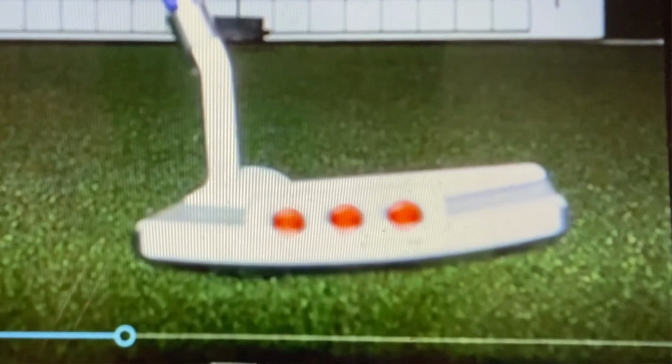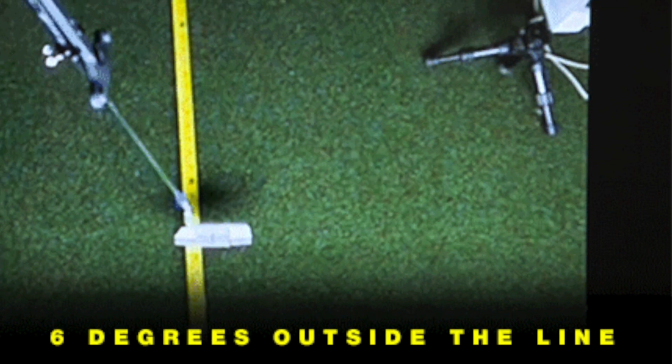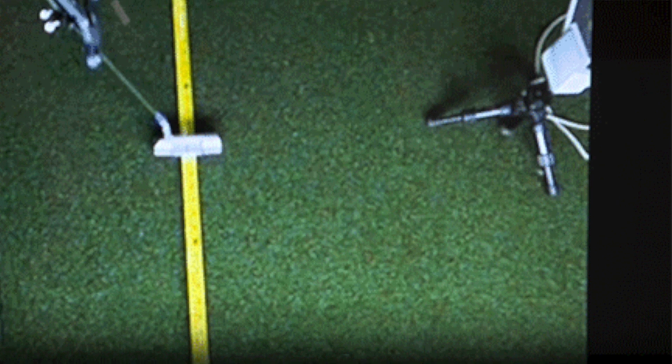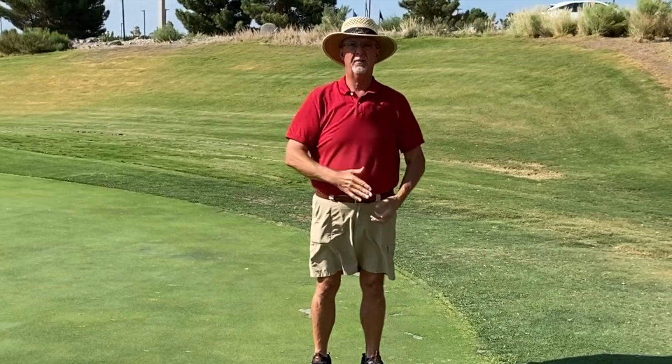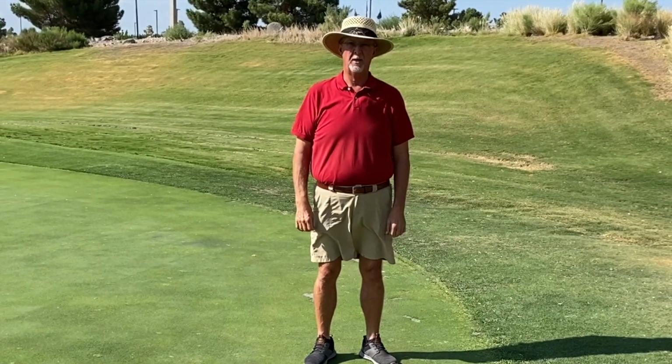So it's a terrible stroke, but the putter face is square to the target line at impact, and guess what? This 10-foot putt rolls straight up that line and goes in the hole. 6 degrees off the target line, but the putter face square to the target line. To give you an idea of just how much 6 degrees is, here's the same putt with the camera angle top down so that you can see that the putter is actually crossing the target line like this, and yet the putt goes in.